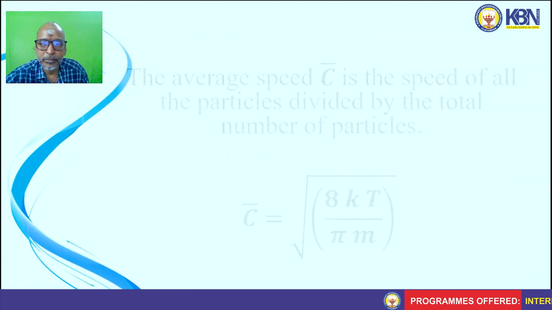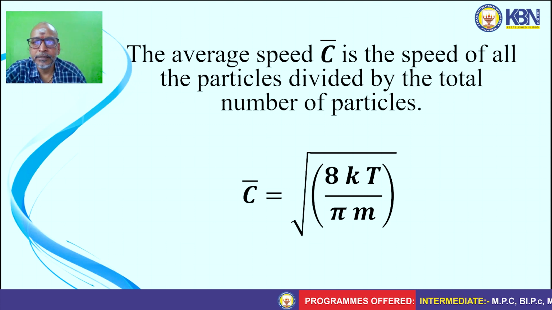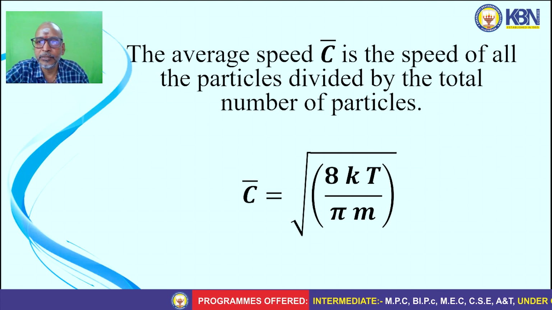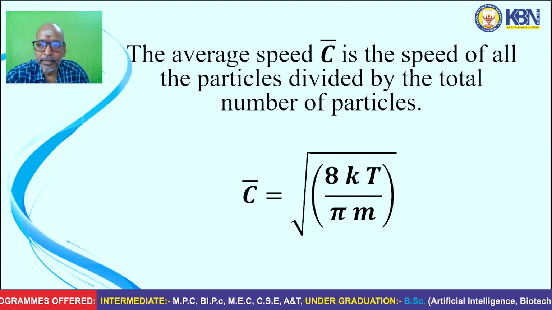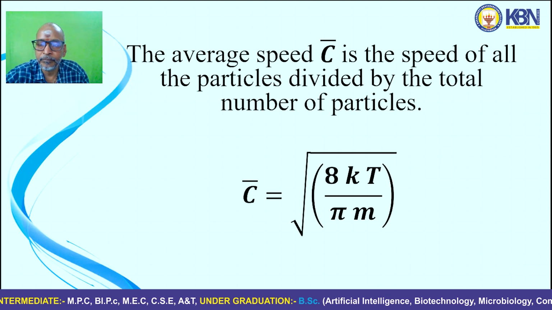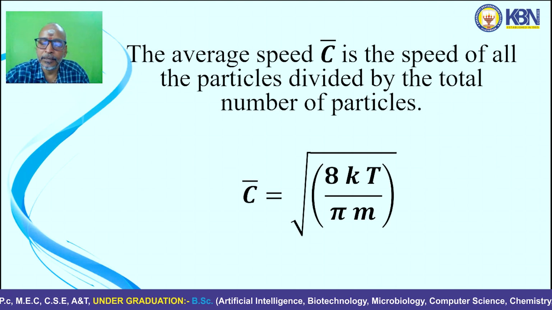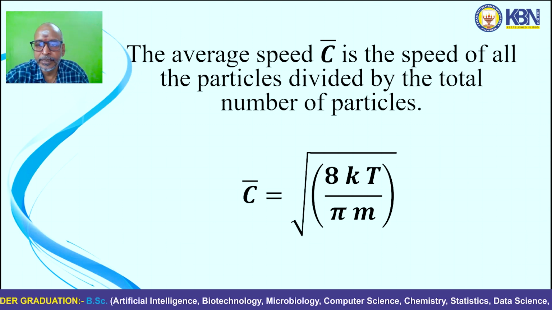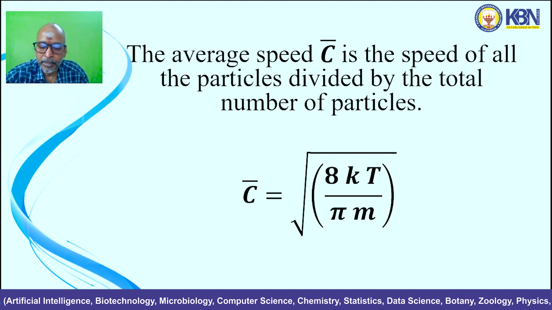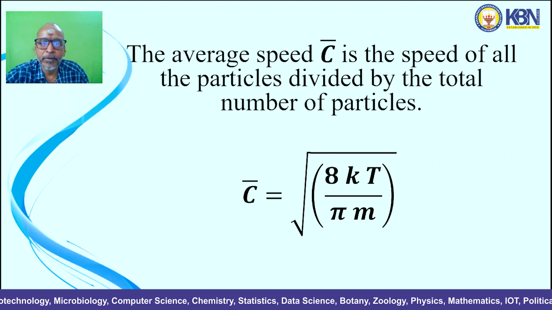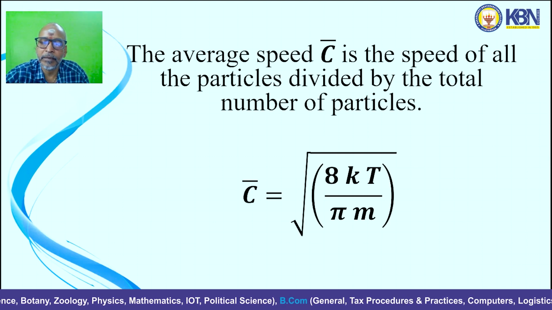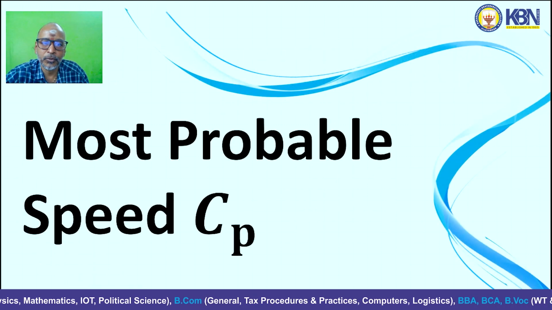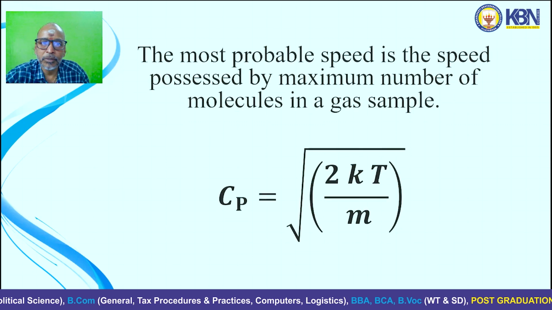First of all, what is the average speed? The average speed is represented by the letter C bar, and it is the sum of the speeds of all the particles divided by the total number of particles. Suppose n is the total number of particles. The average speed is given by C bar equals the square root of 8kT by pi m, where k is the Boltzmann constant, T is the absolute temperature, and m is the mass of the molecule. And the next one is the most probable speed.